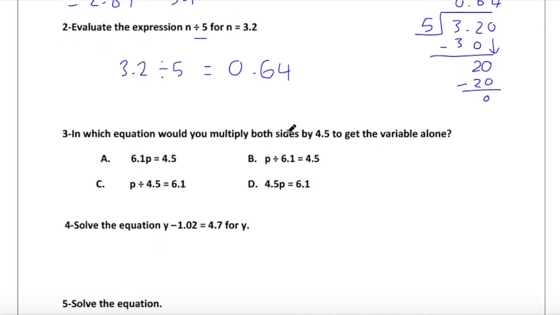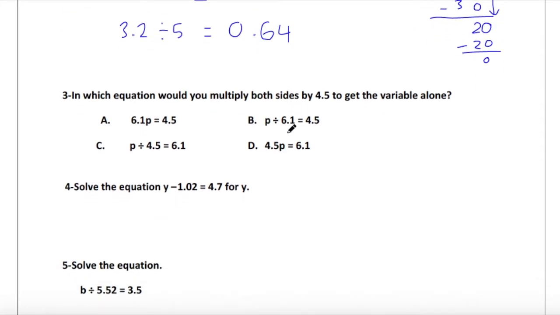Next one, in which equation would you multiply both sides by 4.5 to get the variable alone? As we know guys, we are using inverse operations to solve equations. Here, if you can notice, you have this equation, it has division, so we have to multiply by 4.5 because it's divided by 4.5. So this is the answer.